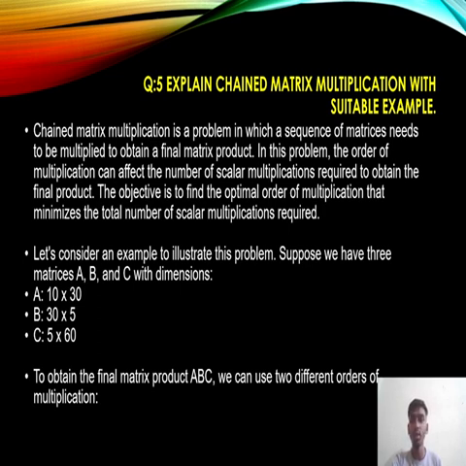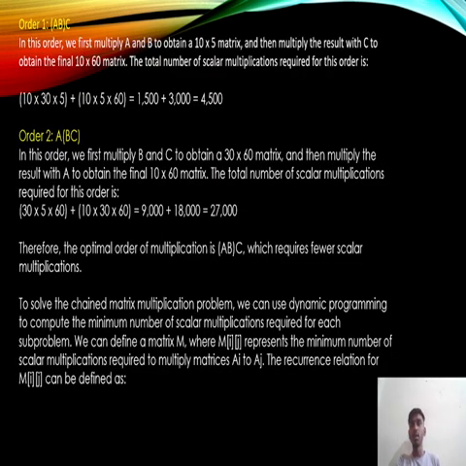Suppose we have three matrices A, B, and C with dimensions: A is 10 by 30, B is 3 by 5, and C is 5 by 60. To obtain the final matrix, we compute ABC. We can use two different orders of multiplication.